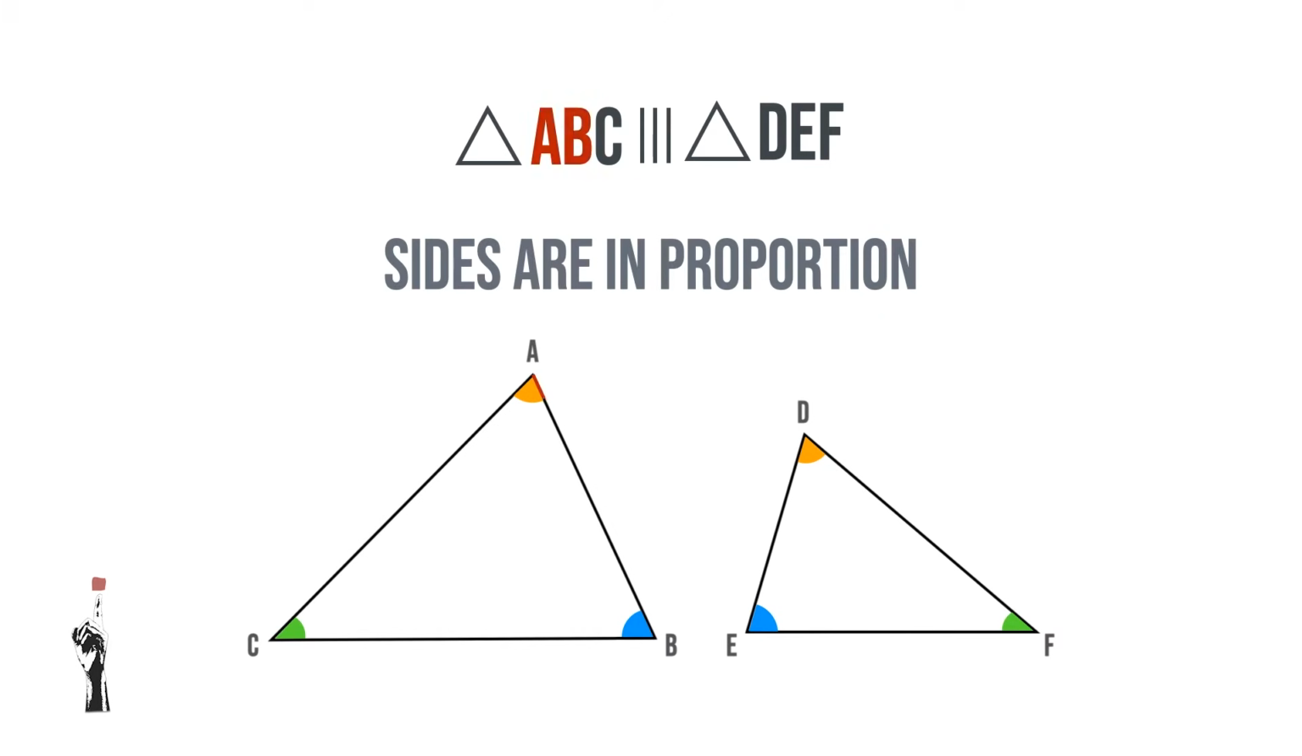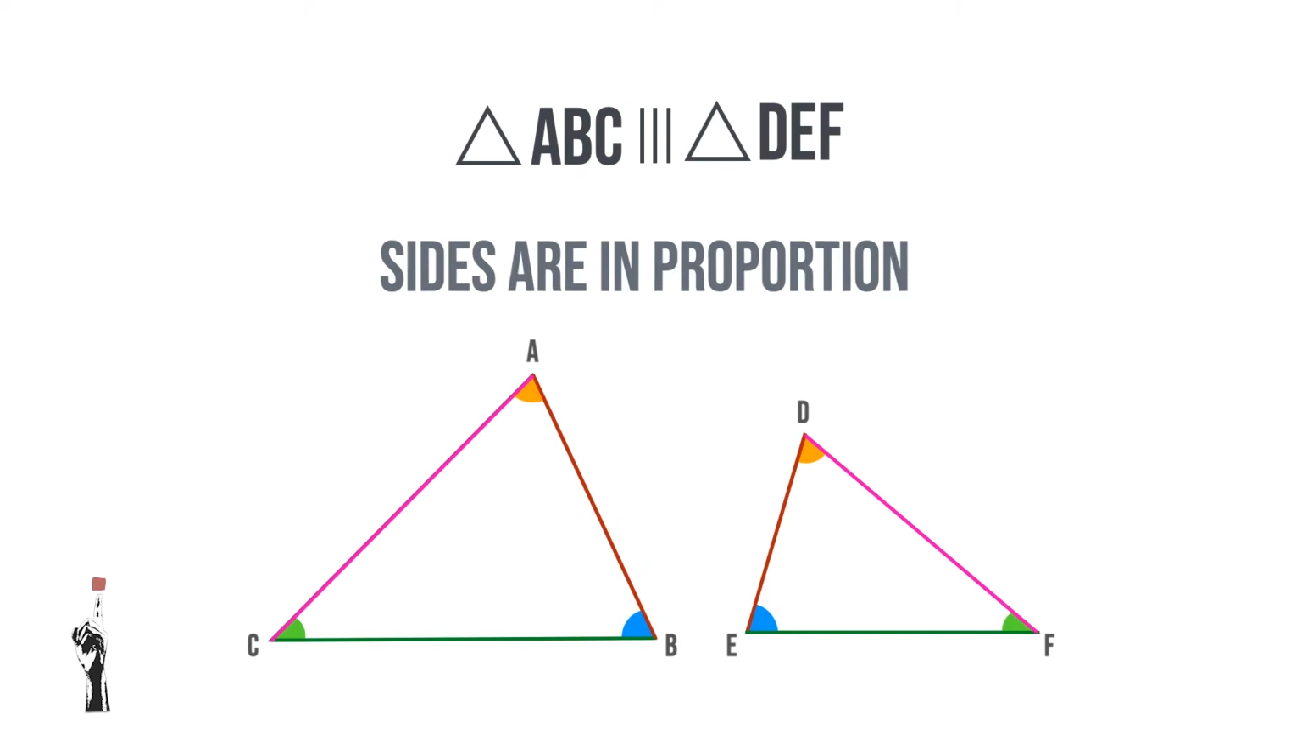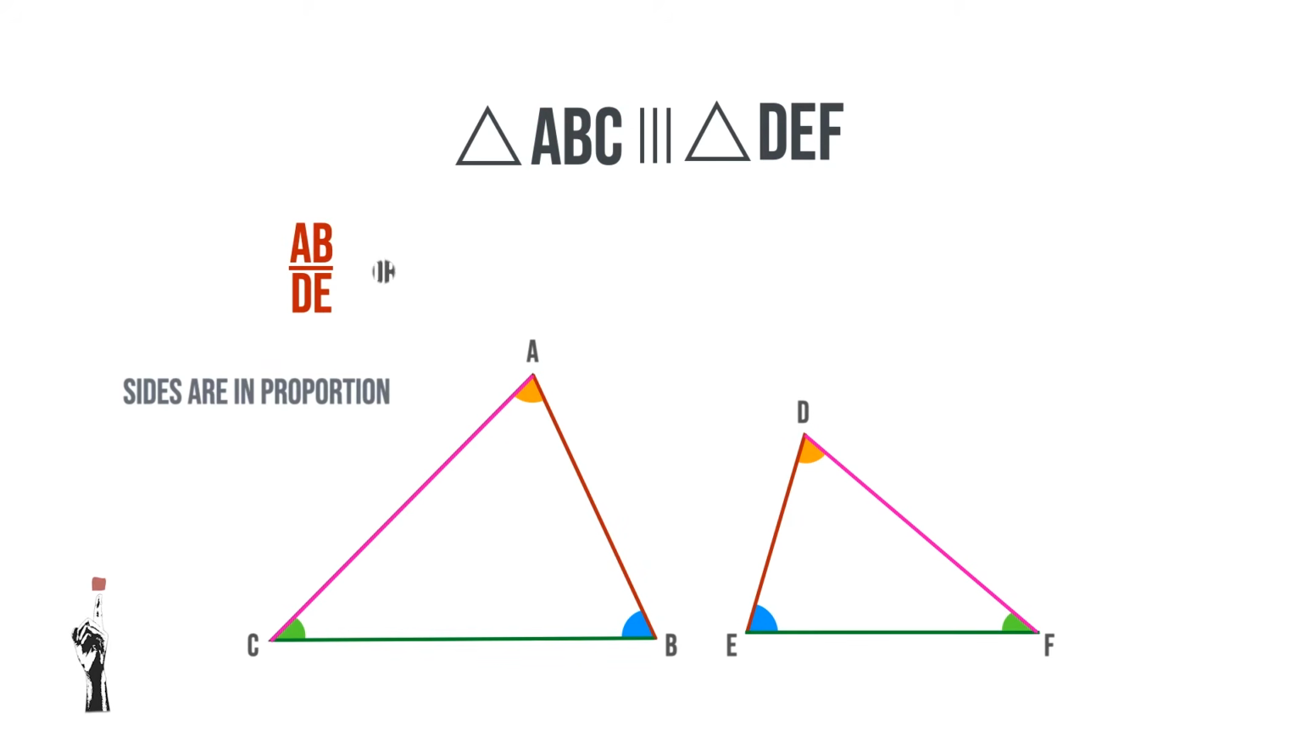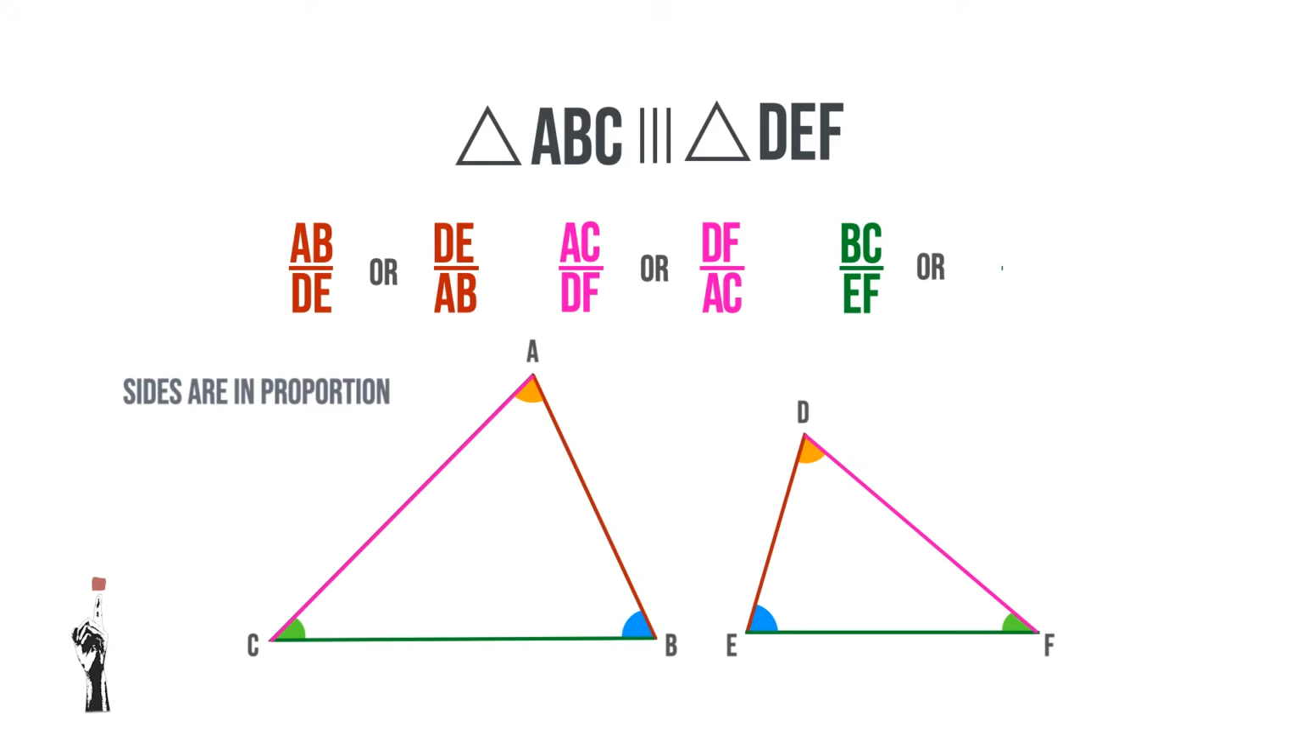Since AB is written first in the first triangle, we say that AB will be in proportion to side DE. Side BC, which is written in the middle and last, will be in the same proportion of side EF, which is also in the middle and last. Also, side AC, which is first and last, will be in proportion with side DF, which is also written first and last. Therefore, I can say AB over DE, or the other way around, AC over DF, or the other way around, BC over EF, or the other way around.